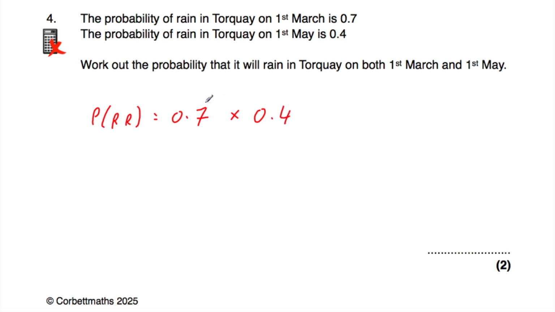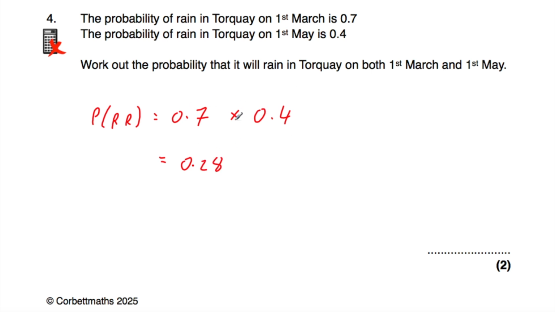So we just need to do 0.7 multiplied by 0.4. Well, 7 times 4 is equal to 28. Well, 0.7 is 10 times smaller than 7, and 0.4 is 10 times smaller than 4. So we take our 28 and divide it by 10 and by 10 again. That'll be our answer. So 28 divided by 10 is 2.8, and divided by 10 again would be 0.28.